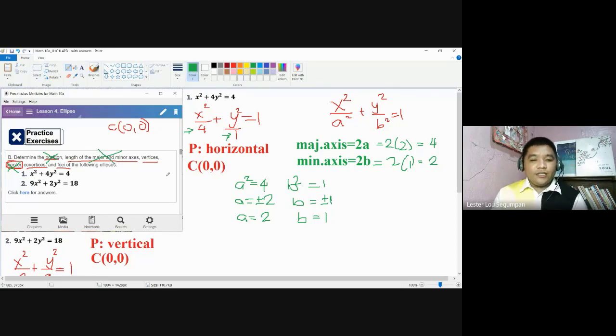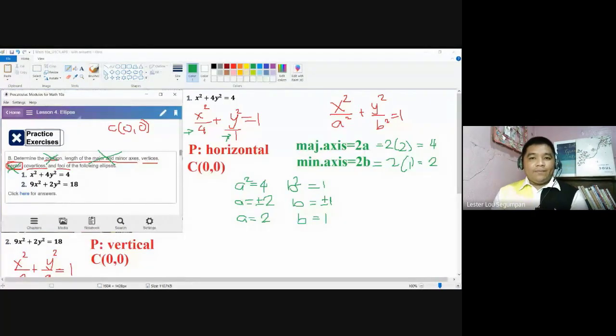Okay. Our concerns now are the vertices, covertices, and the foci, or other people will just read it foci. Now, if you focus on the summary table in our module, we will know immediately what our vertices are and our formula for the vertices, the covertices. The covertices are also called minor endpoints. And then you have here your foci. But it depends on the position.